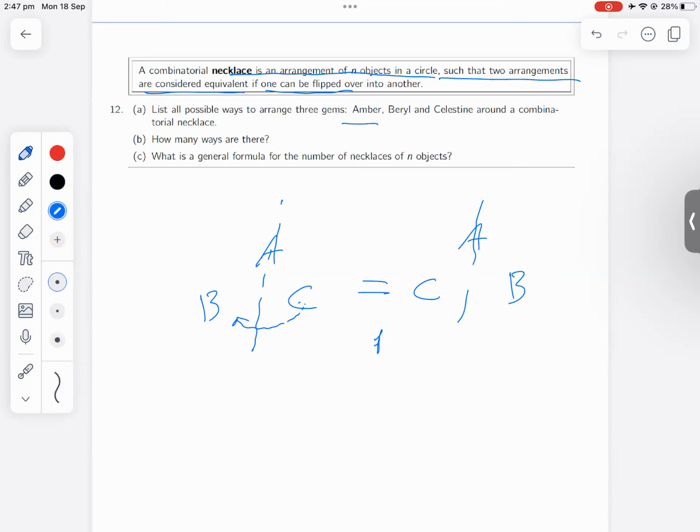Now, if we have A, B, C again around the combinatorial necklace, it will be just 1. And the general formula will be n minus 1 factorial divided by 2. All right. So here, this is the first part, and I will continue the rest of the questions in the second video.